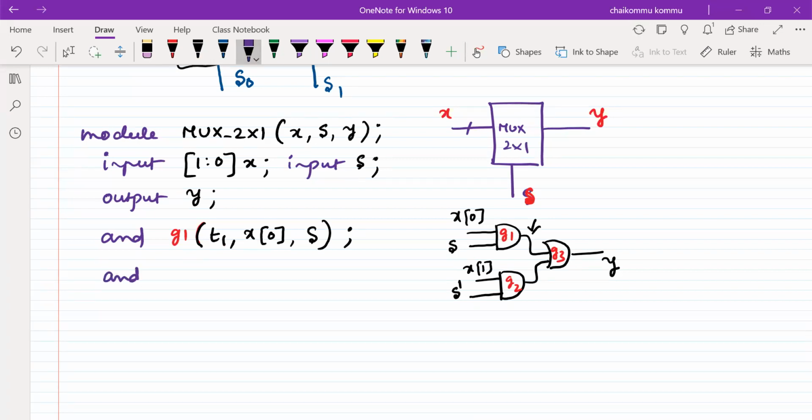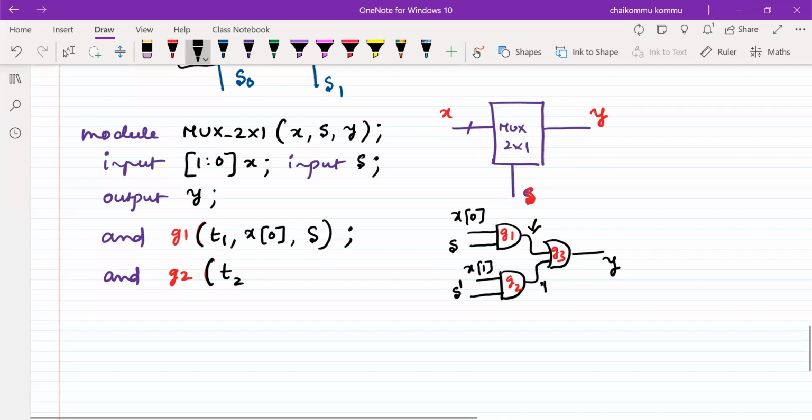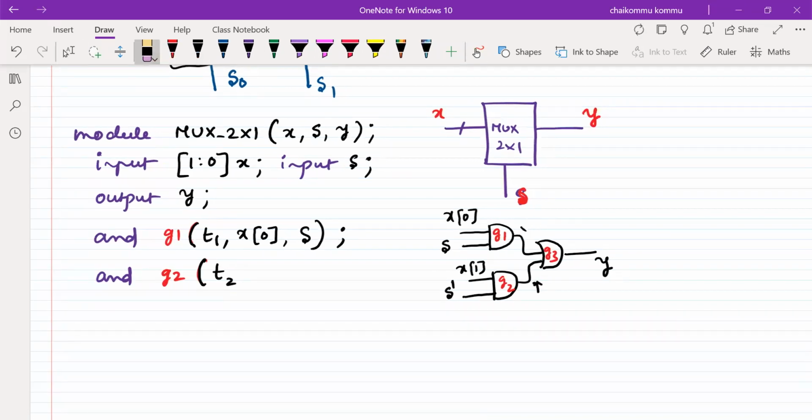See here carefully, understand how I am writing. G2, T2 I'm writing for this one. So for example, I'm writing T1, T2 directly. This is called T1. This is called T2, internal to the circuit. Now, not X of 1 I'm writing. For S, not of S I'm writing in this way.